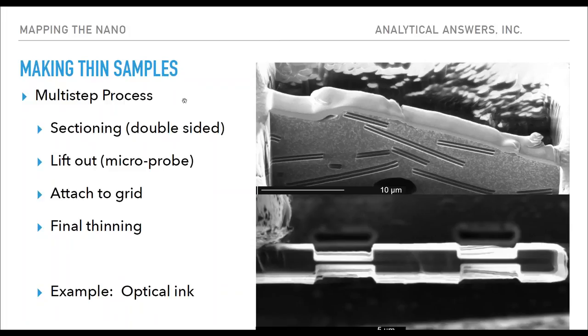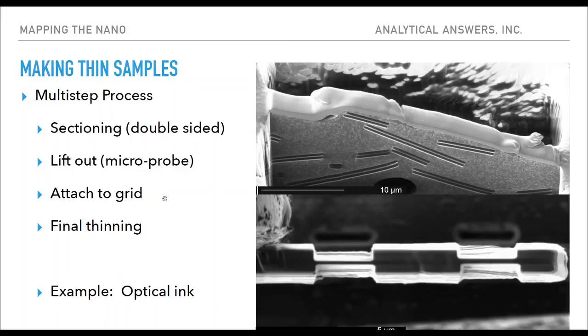So the FIB process is a multi-step process. First you have to double-side section, which I showed in the previous page, where you remove a bulk of material from in front of and behind the region of interest. And then you use a microprobe in the vacuum system of the FIB to lift out the sample. And these images here were actually taken in the FIB during a process where a thin section was created.